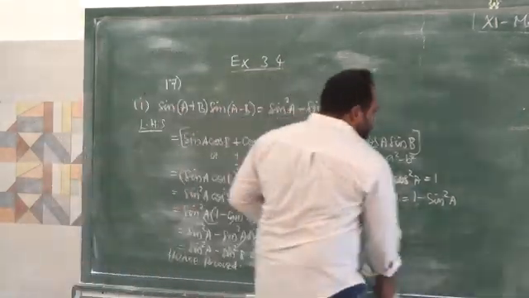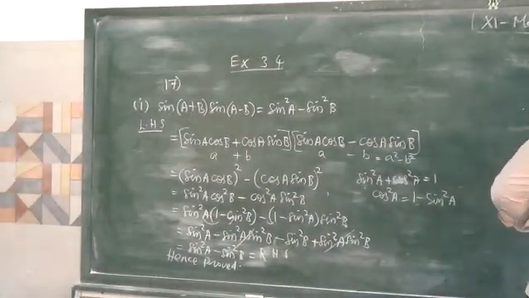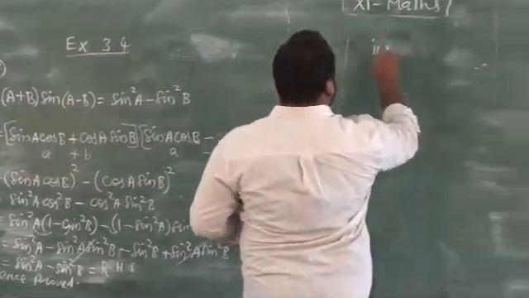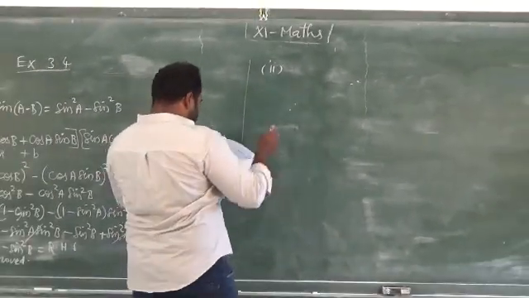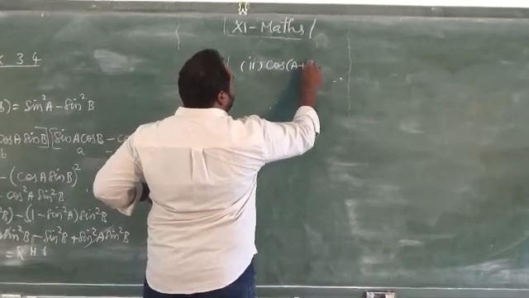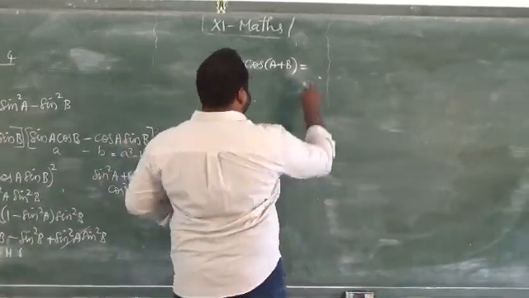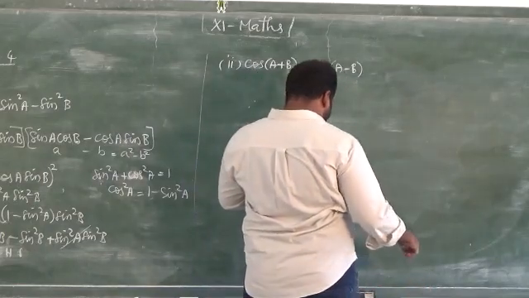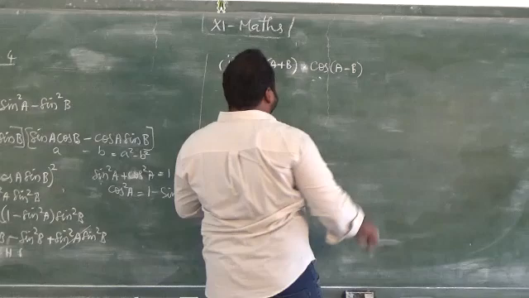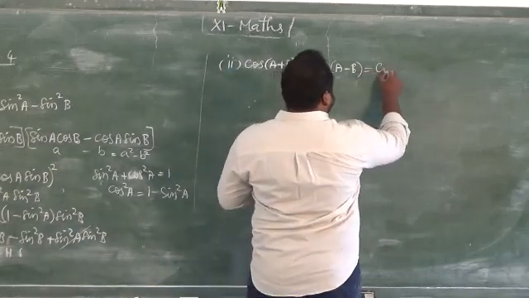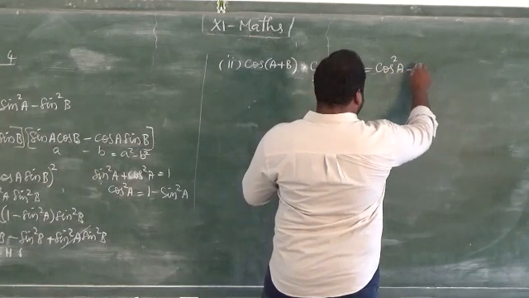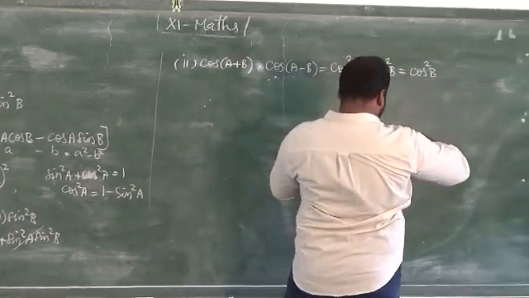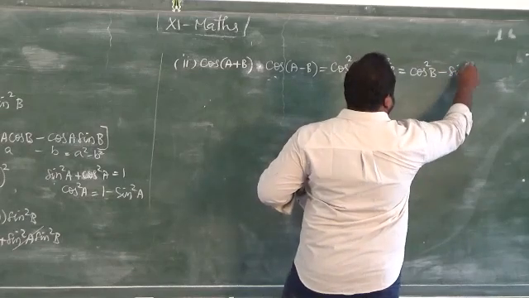First proof over. Next, the second subdivision. Subdivision number 2: cos(a + b) into cos(a − b) equal to cos square a minus sin square b, equal to cos square b minus sin square a.